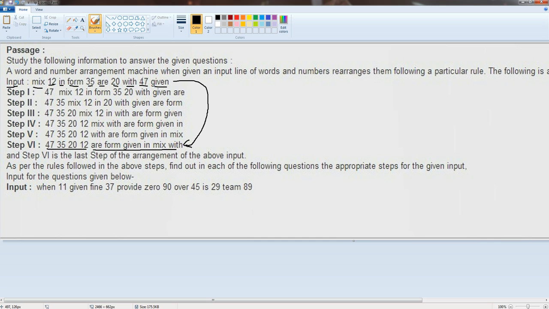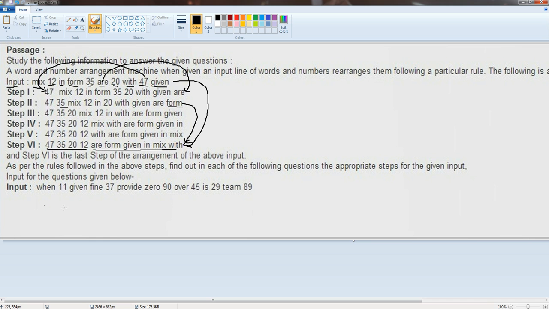So we check the first step, and the element which is greatest has come towards the left, and the word which is smallest has moved towards the right. Similarly in step 2, the second largest number and the second smallest word move likewise, and the movement carries on till it is arranged. According to this arrangement, we have an input which we need to arrange.